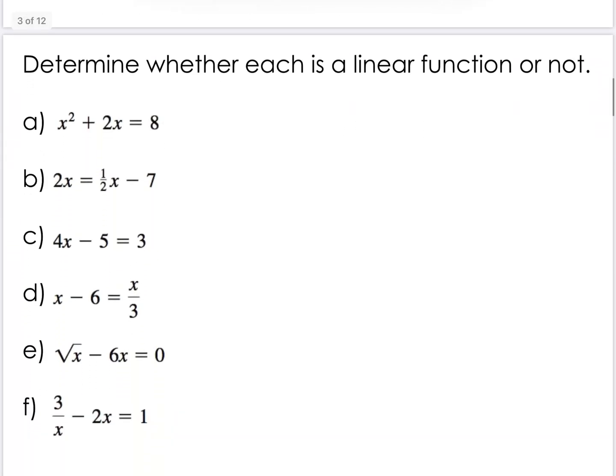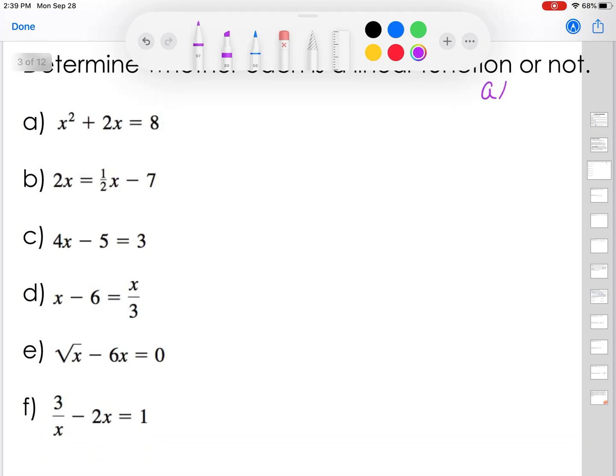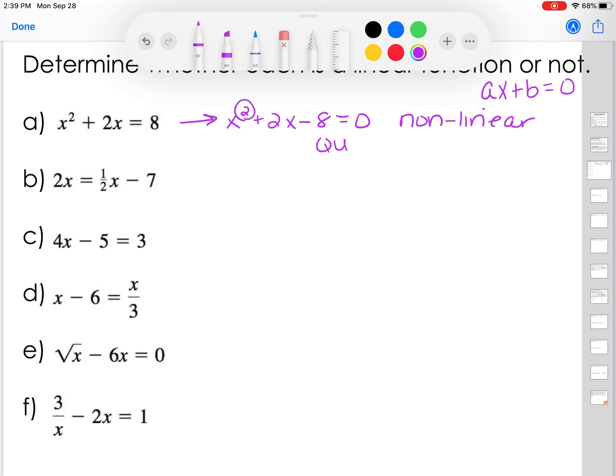All right, so what we're going to do is determine whether each is a linear equation or not. If it is linear, remember we just said we can make it look like ax plus b is equal to 0. So if we take a look at A, can I turn this into ax plus b equals 0? Well, let's try to make it say equals 0. That'll give me x squared plus 2x minus 8 equals 0. That is not of this form. So this is non-linear. It's actually quadratic.